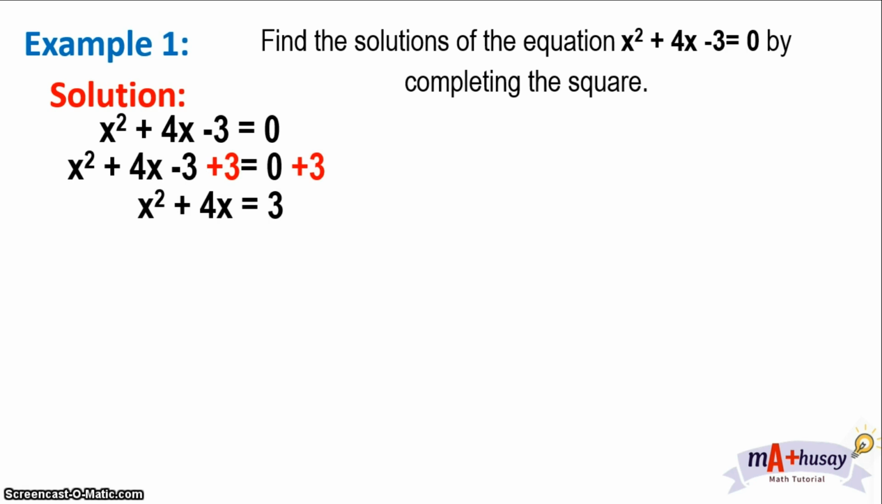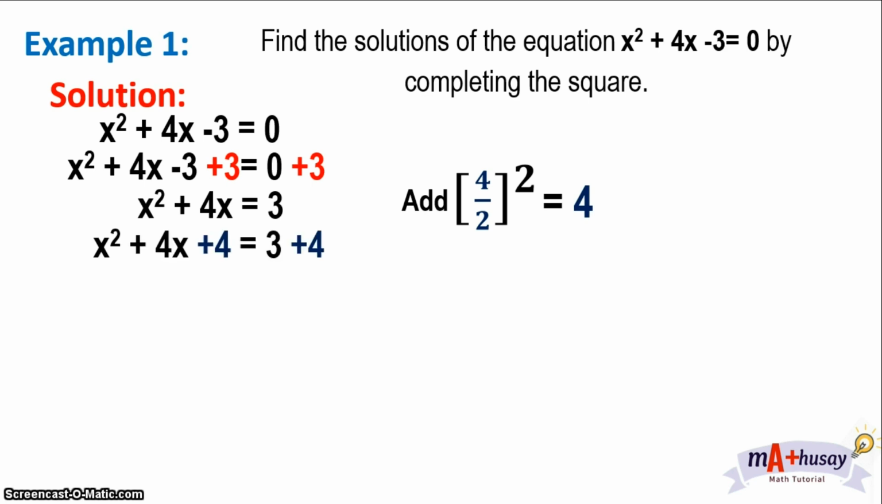Now, we have to add the square of the half of b to form a perfect square trinomial. So in this case, ang b natin is 4. So you get the half of 4. So 4 divided by 2 is 2. And then you have to square it. So again, 4 divided by 2 is 2, and when you square it, meaning you multiply it to itself, you will have 4. So in this case, we have to add 4 to both sides of the equation.